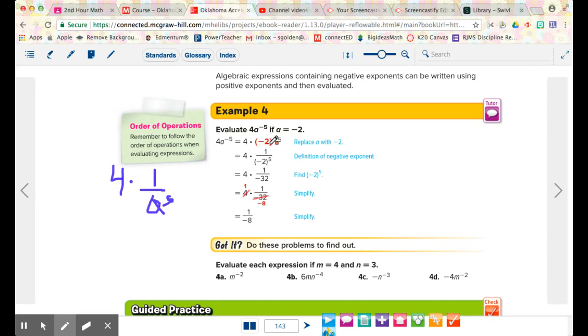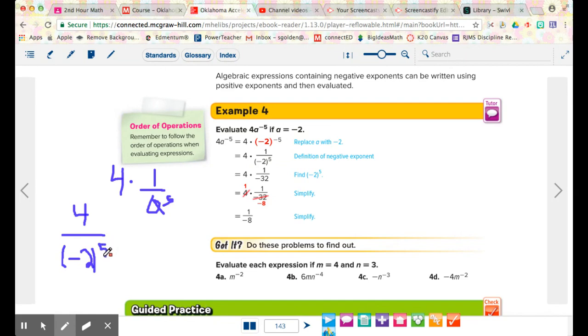So they plugged in negative 2 for a. It goes in parentheses, so that way the negative is included. So 4 times 1 over negative 2 to the fifth. Now, they left it like this, and that is perfectly fine. Since it's 4 times 1 on top, you could just put 4 over negative 2 to the fifth power and solve it that way.